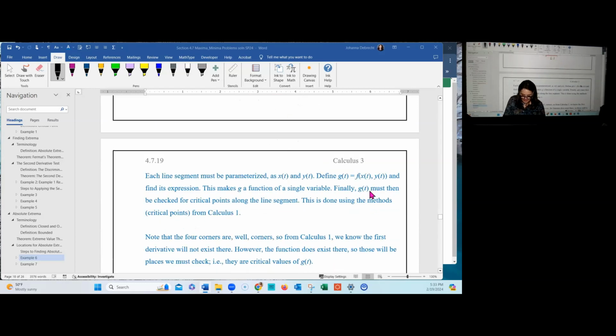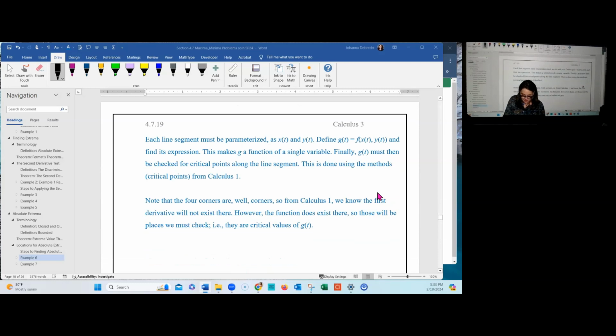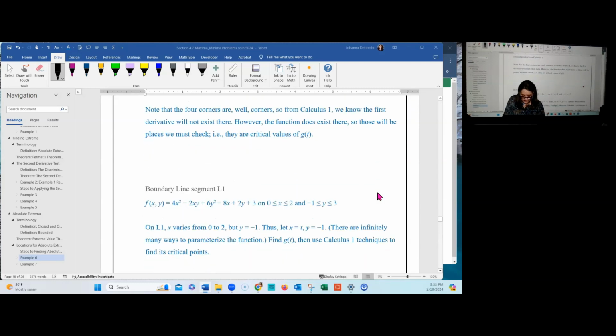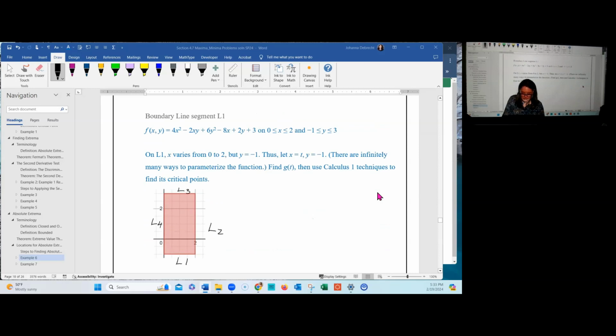So to parameterize the first line segment, one of the easiest ways to do it is simply to let x be t and let y be -1, with the restriction that x only varies between 0 and 2. That will force y to be -1 and x to vary from 0 to 2, but x equal t.